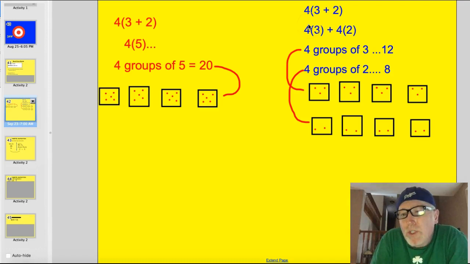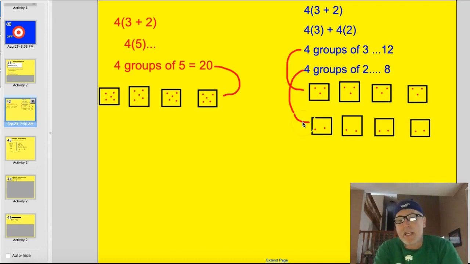Well, we can also distribute out that 4. Instead of taking the 4 times the 5, we can pass it out. We can say, I'm going to take 4 times 3, and I'm going to add that to 4 times 2. So 4 times 3, here's 4 groups of 3, that's 12. And then 4 times 2, 4 groups of 2, that's 8. We still get the same answer of 20. But we're rewriting it using the distributive property.